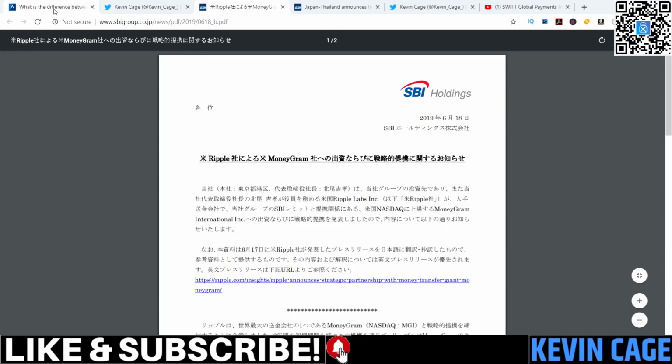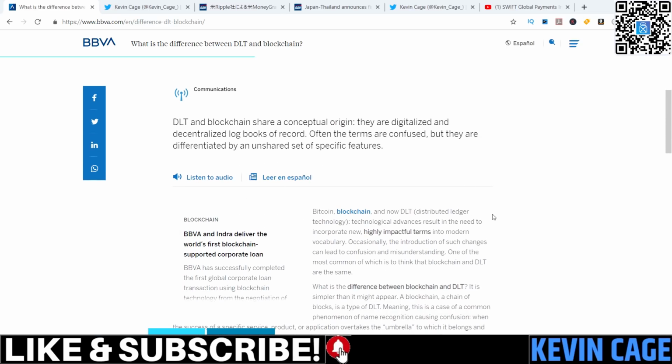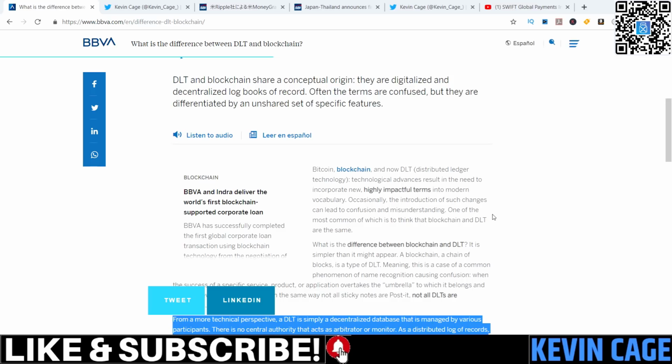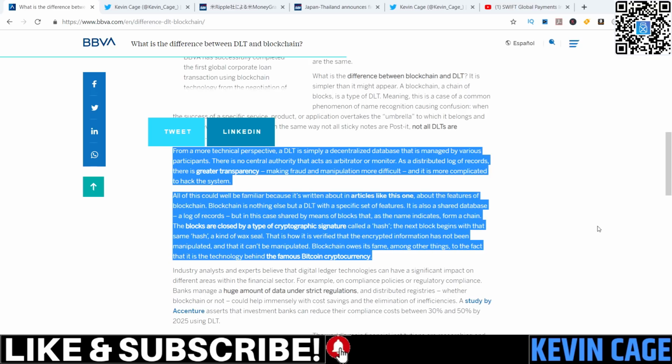So let's get into the news. First things first, what is the difference between distributed ledger technology and blockchain? Well, not all distributed ledger is blockchain. Really, blockchain is just a specific type of DLT, distributed ledger technology. Right here is a great brief article to explain this. Basically, it's an umbrella term. A blockchain is a chain of blocks, and that's one type of distributed ledger technology.